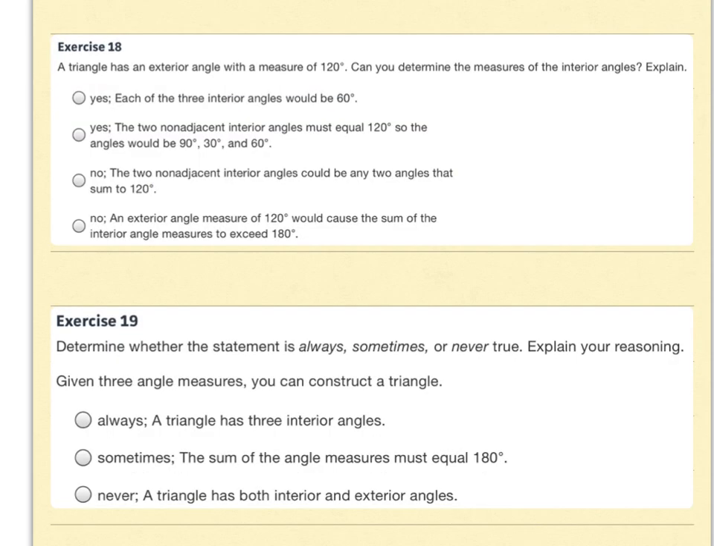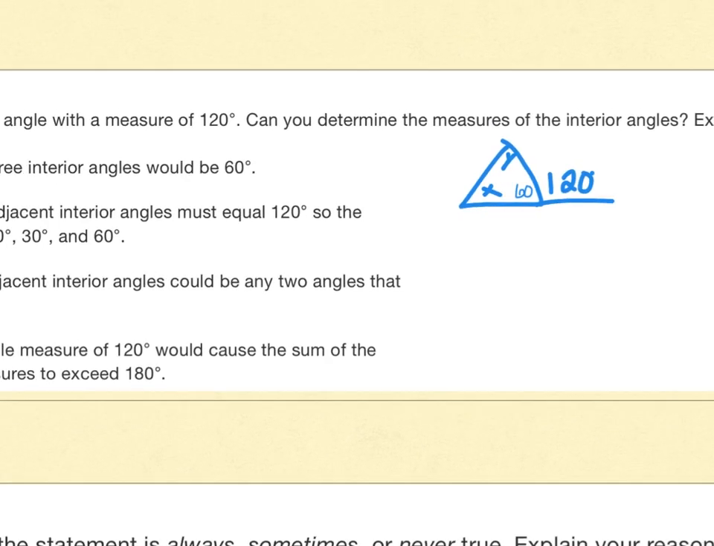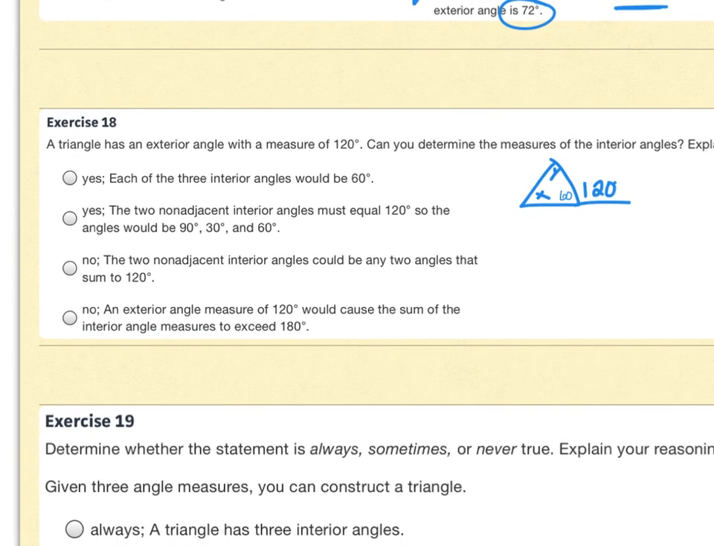All right, number 18 says a triangle has an exterior angle with a measure of 120 degrees. Can you determine the measure of the interior angles? Explain. So if I have a triangle that has an exterior angle of 120 degrees, I'll call this x and I'll call this y. I do know that those two angles have to add to 120. I also know that this angle would have to be 60. But x and y could be any two numbers that add to 120.